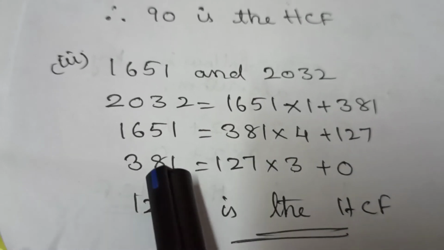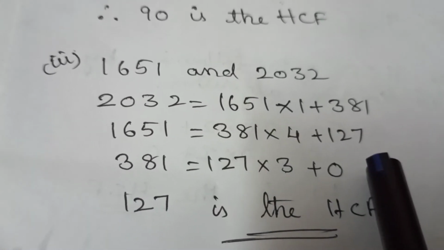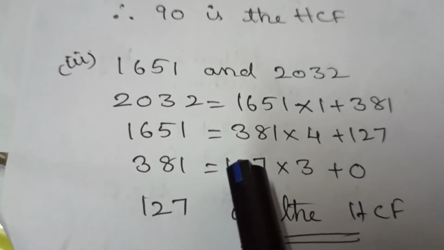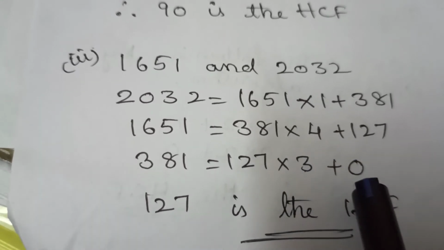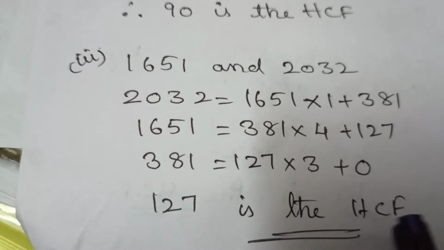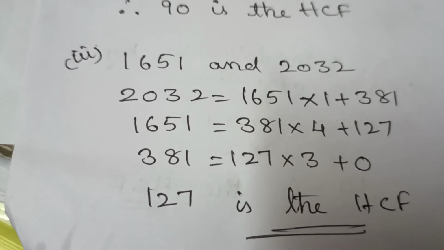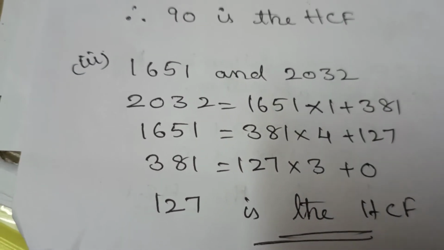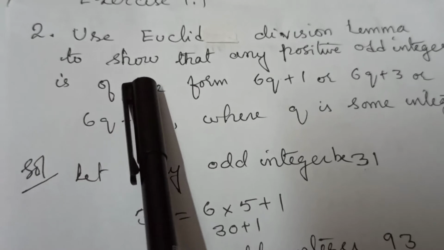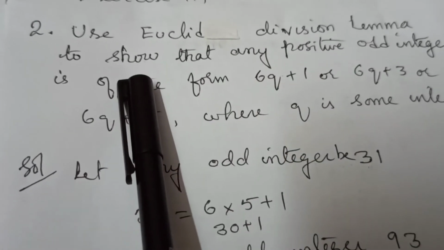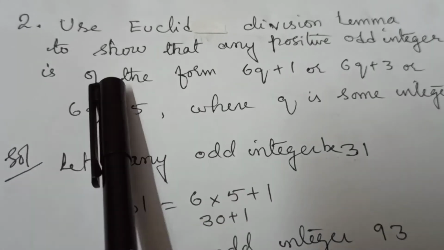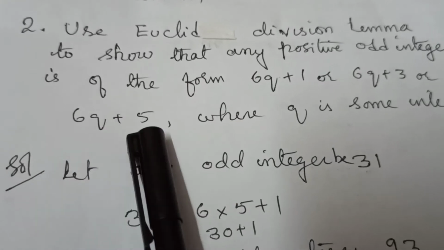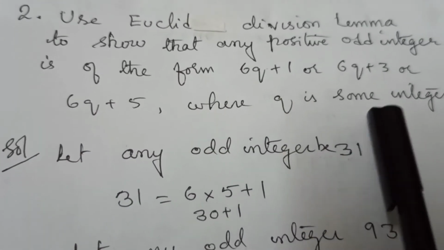It is the remainder. So 381 is now divided by 127. The remainder, whatever we got in the previous step, we are going to divide it. So 127 into 3 is the quotient and remainder is 0. So 127 is the HCF, that is the highest common factor of 1651 and 2032. Coming to the second problem, use Euclid division lemma to show that any positive odd integer is of the form 6q plus 1 or 6q plus 3 or 6q plus 5, where q is some integer.